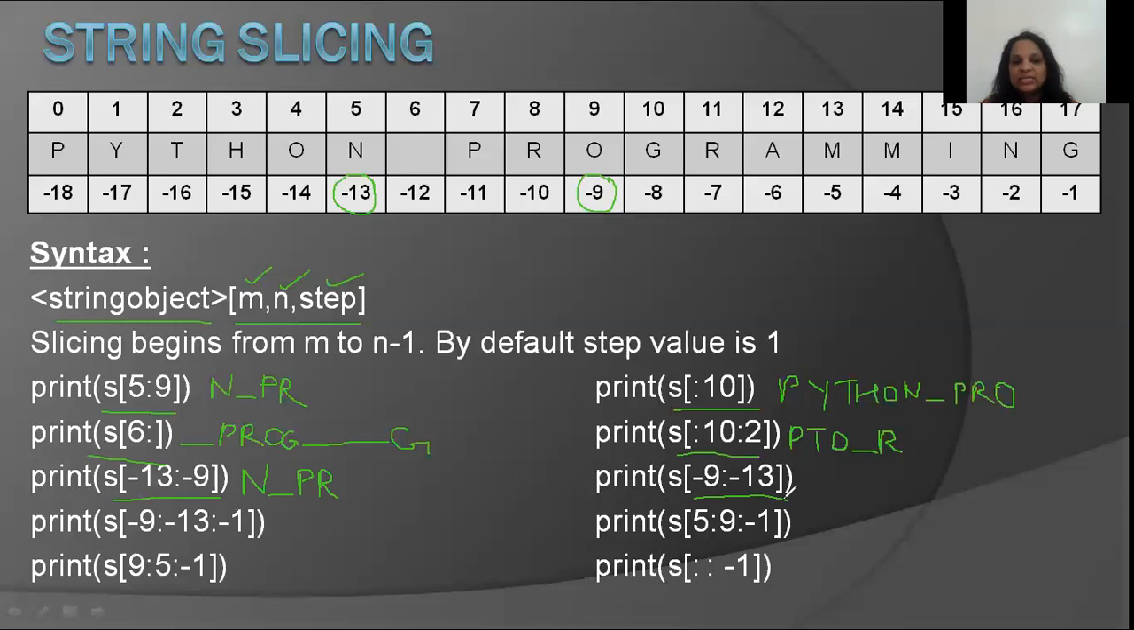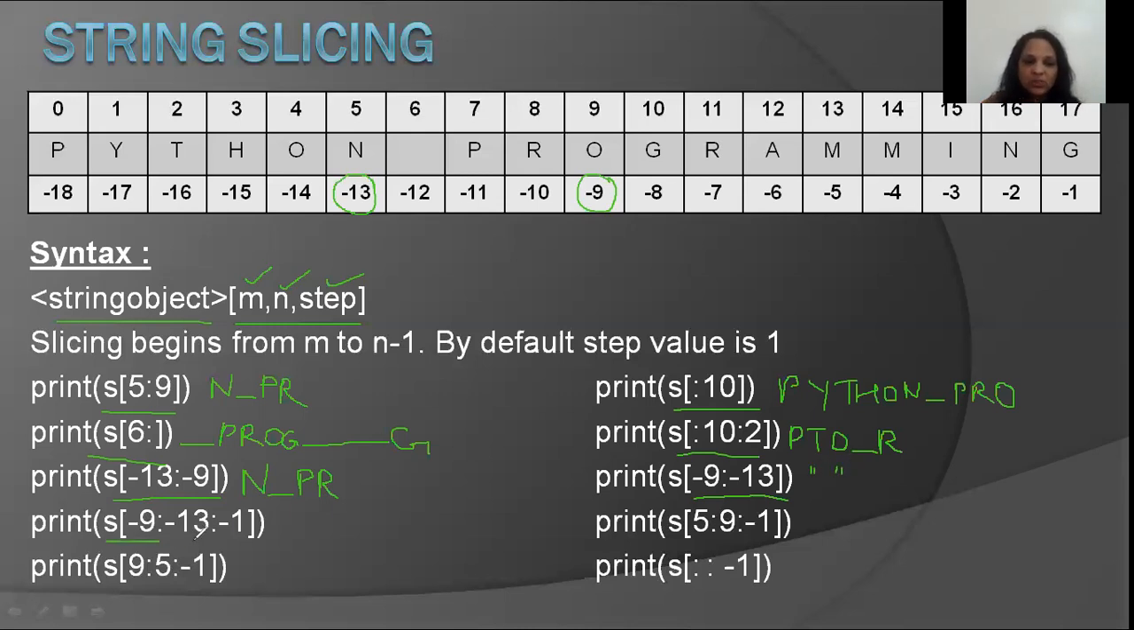Minus 9 to minus 13. Okay, I just reversed. So I have to go minus 9 to minus 13. Okay, but what is my step value? Plus 1. So if I start at minus 9, minus 9 plus 1 is going to give me what? Minus 8. So will I ever be reaching minus 13? No, I'll be only going forward, correct? Remember, a positive step index will always take you in the right direction. So from minus 9, can I reach minus 13 by going in the right direction? No. So in this scenario, I get an empty string.